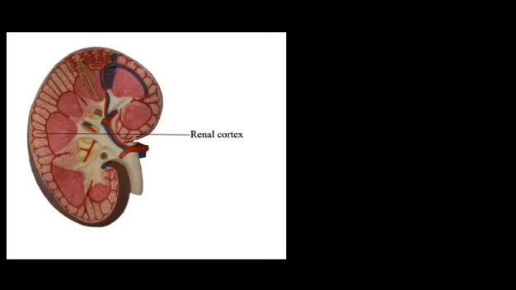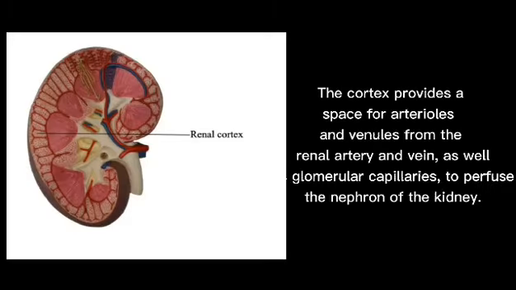Three main sections of the kidney. Renal cortex. The renal cortex provides a space for arterioles and venules from the renal artery and vein, as well as glomerular capillaries to perfuse the nephron of the kidney.